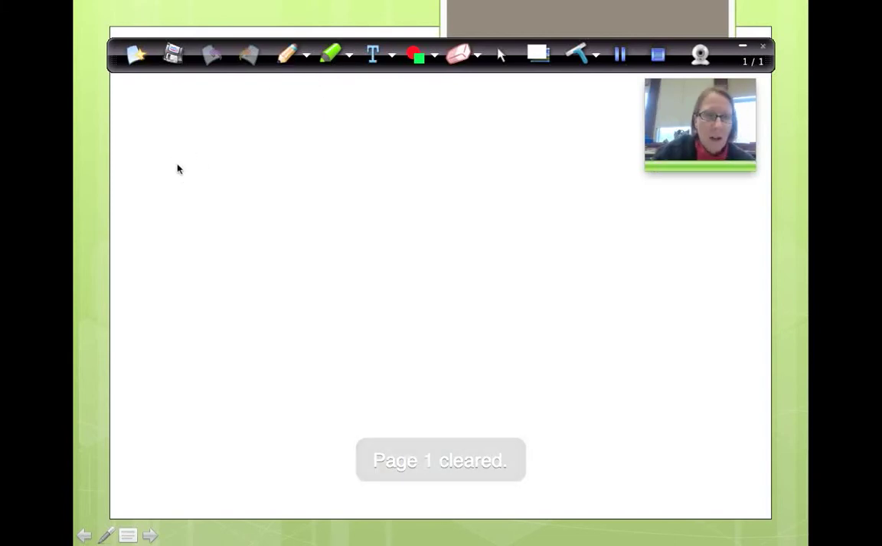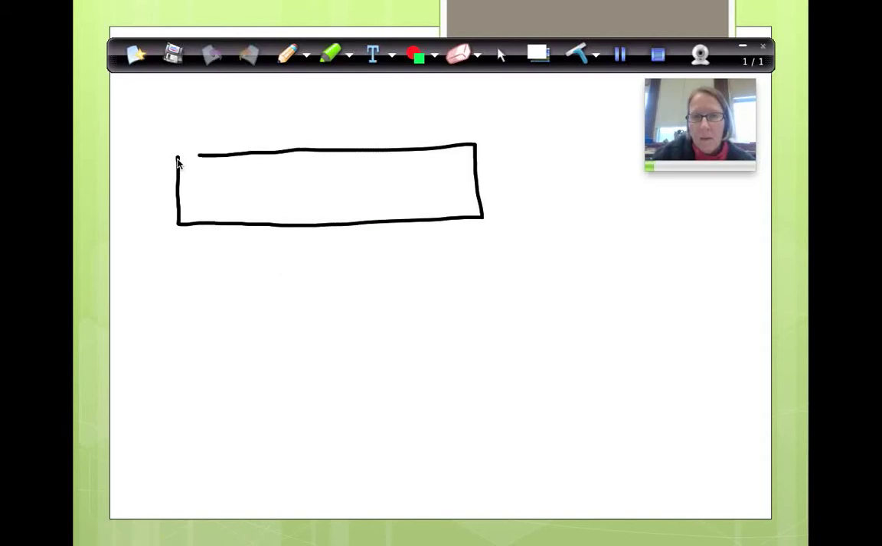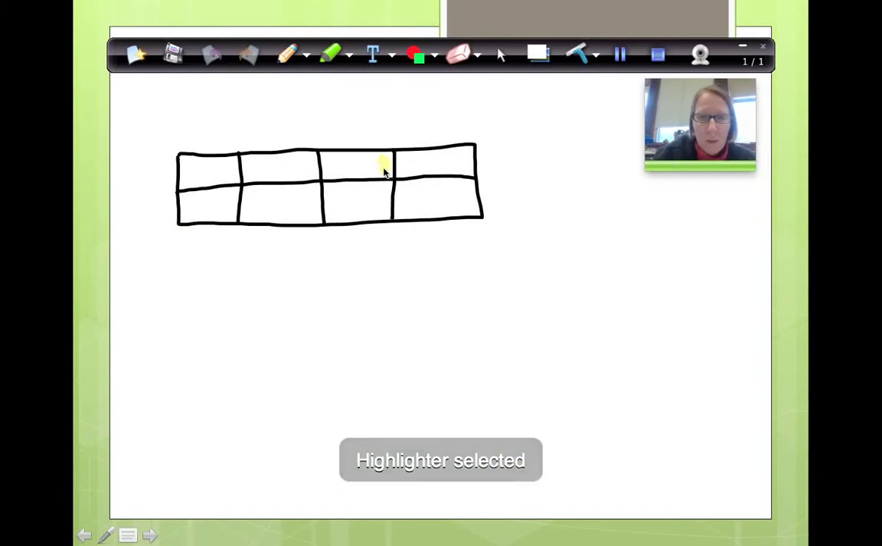Now, do another one. This time I'm drawing a long, skinny rectangle. I'm dividing it here, I'm dividing this here, I'm dividing this here. I'm getting my highlighter, and I'm going to shade in the parts that are shaded.